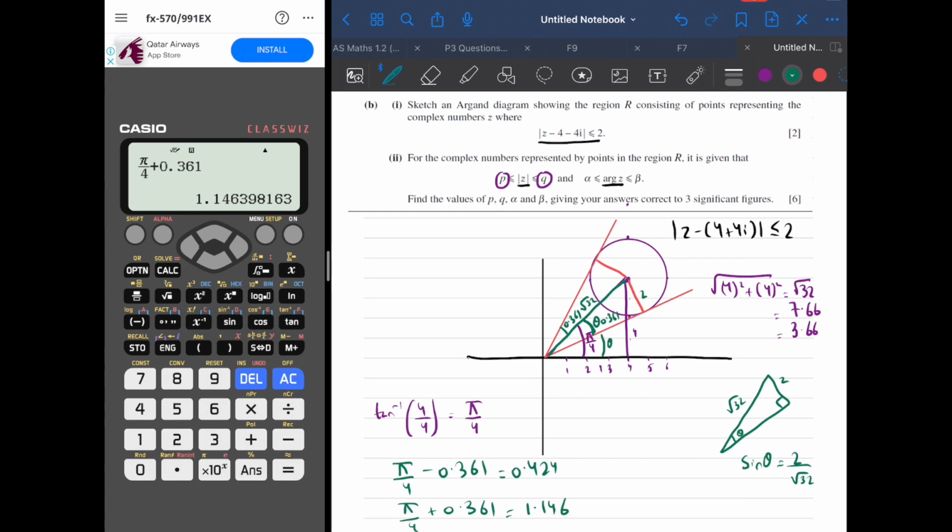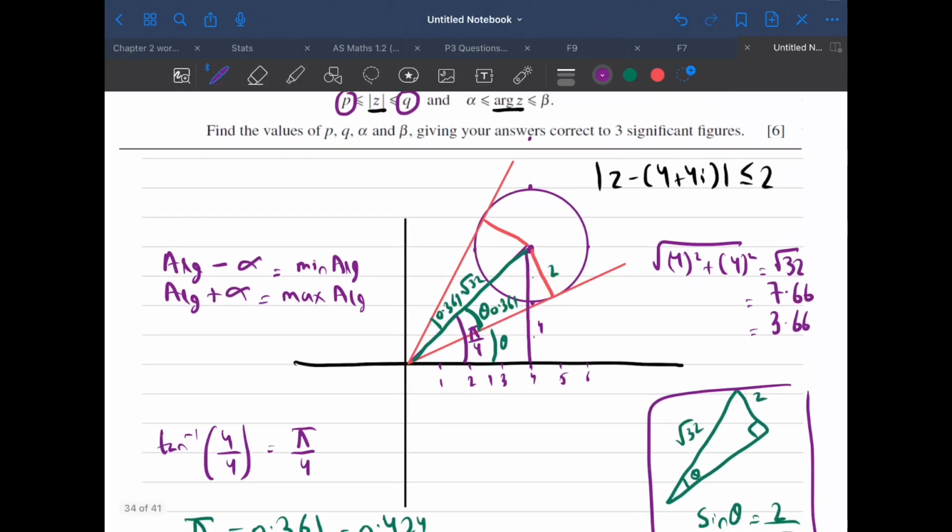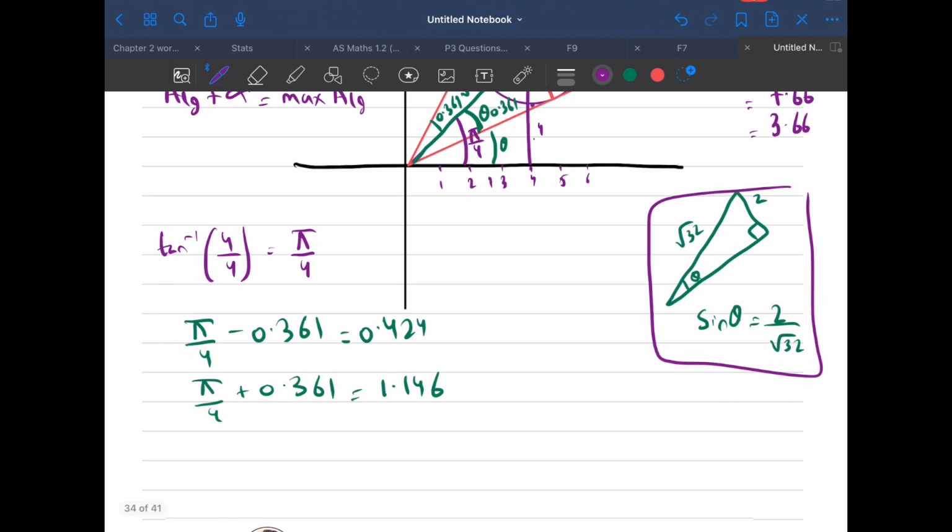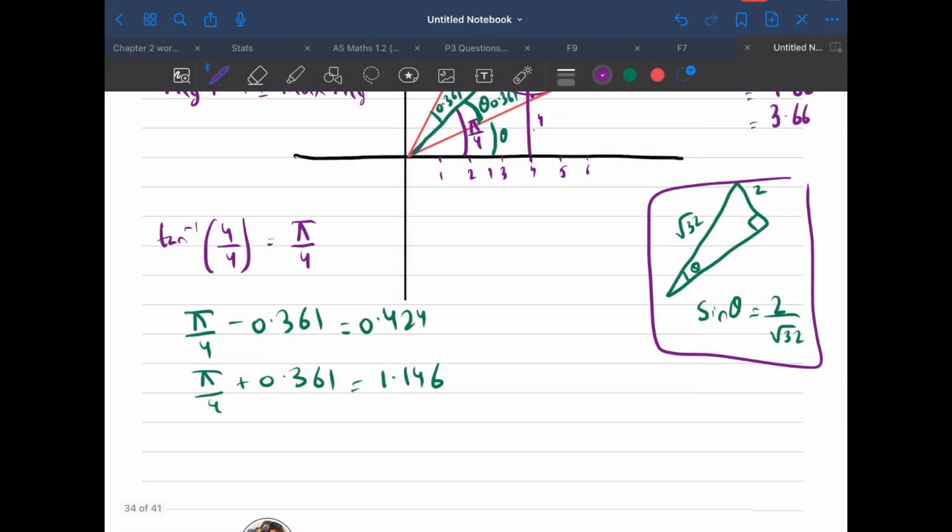Do you get this? So how do you get maximum and minimum argument? It's argument minus alpha, which you get by using sine, that will give you the minimum argument for the circle, and argument plus alpha will give you the maximum argument for the circle. Got this, guys? I hope you are clear with minimum and maximum modulus of a circle and minimum and maximum argument.